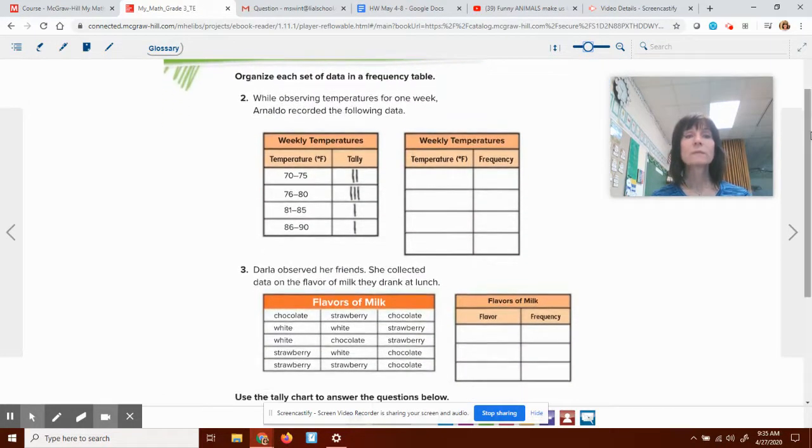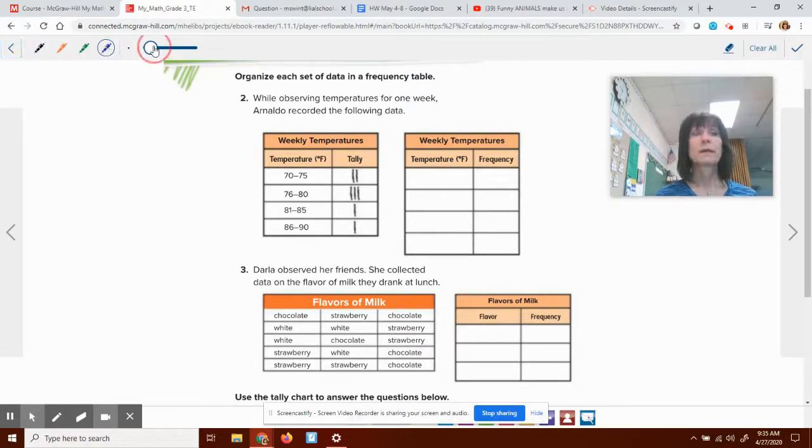And while observing temperatures for 1 week, our model recorded the following data. We have our weekly temperatures as the title of our graph. I have my temperature and my tally marks. They want me then to organize it over here. So instead of saying tally marks, they simply want you to put a frequency. That means instead of 2 tally marks, you simply write the number 2.